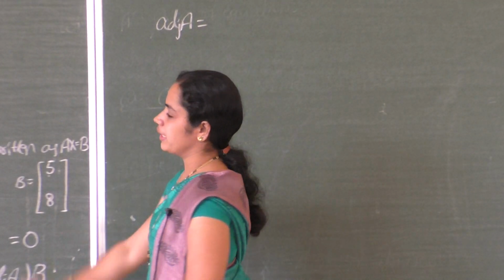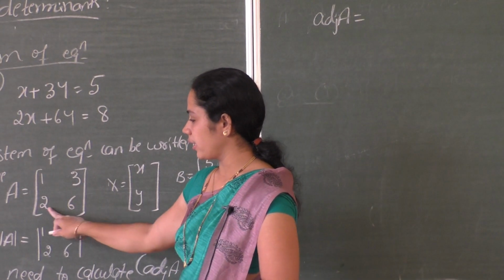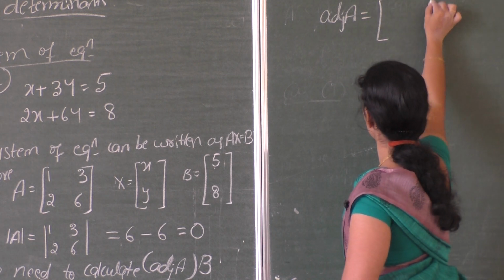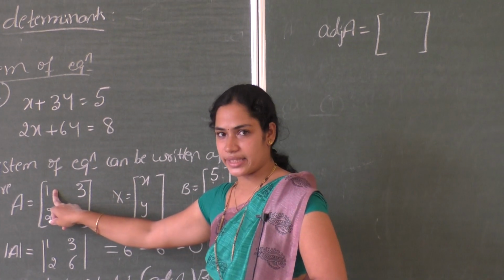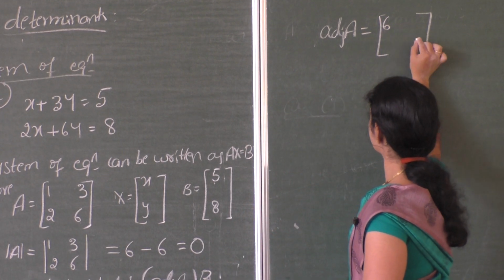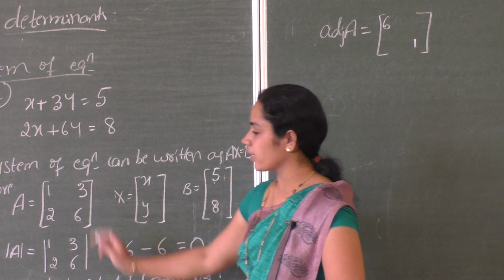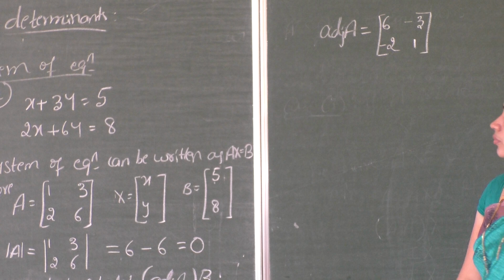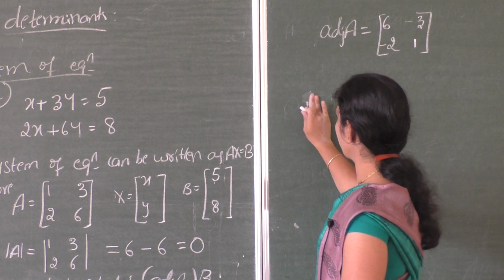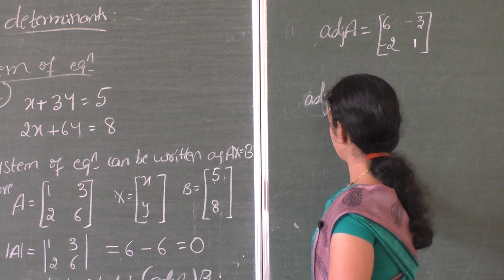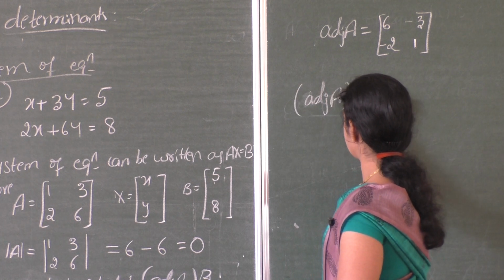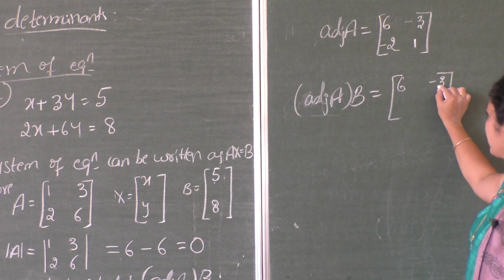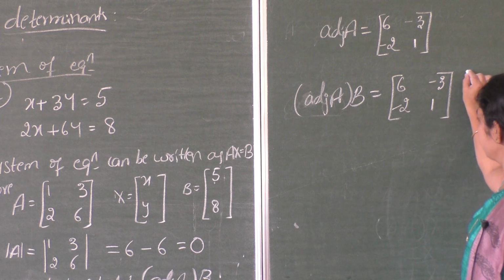What is adjoint of A? A we have 1, 3, 2, 6. Adjoint of A, directly we can write: cross the diagonals to reverse them, 6, 1, and for the non-diagonals change the sign, minus 3, minus 2. Now we need adjoint of A into matrix B. Adjoint of A is 6, minus 3, minus 2, 1.